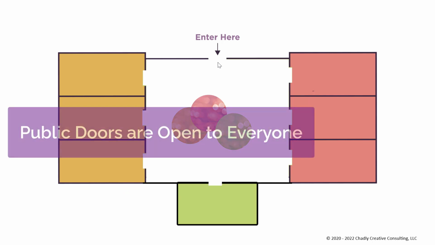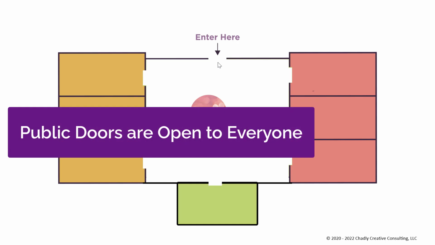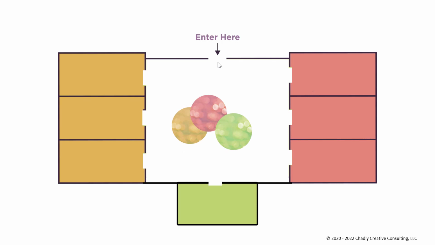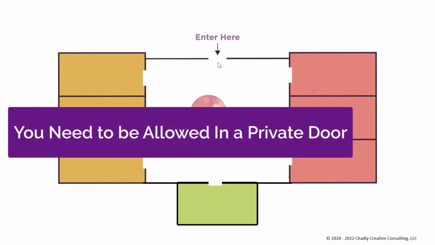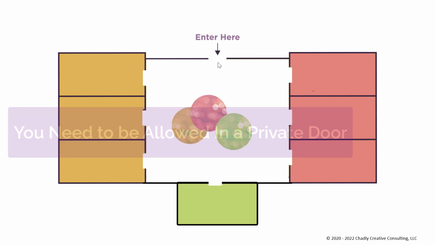You could think of a public door like the door into a supermarket. It's wide open, anybody can go in and out. A door with private access is more like a door to a house or an apartment where you need to knock on the door and be allowed in, or the door's open and you're invited in.